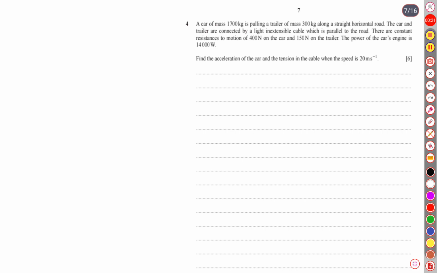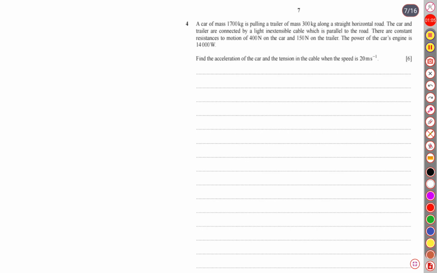The question says a car of mass 1700 kg is pulling a trailer of mass 300 kg along a straight horizontal road. The car and the trailer are connected by a light inextensible cable which is parallel to the road. There are constant resistances to motion of 400 Newton on the car and 150 Newton on the trailer. The power of the car's engine is 14,000 watt. Find the acceleration of the car and the tension in the cable when the speed is 20 meter per second.